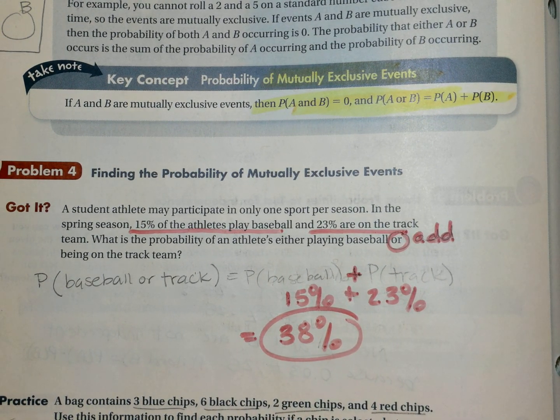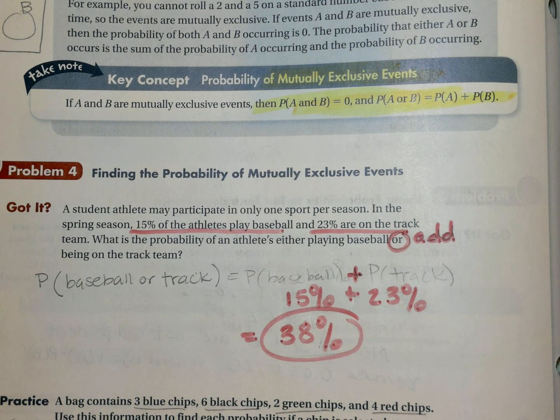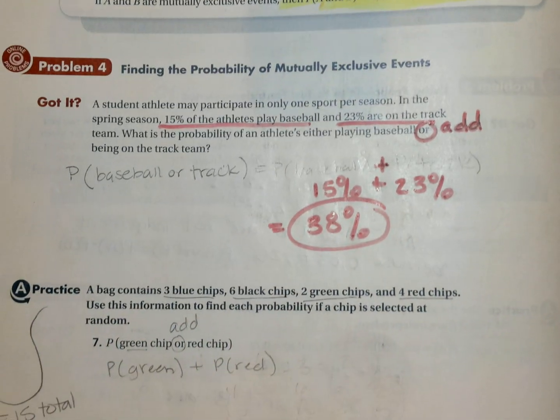So just add the separate probabilities. On the next one, though, we do have to calculate the separate probabilities.